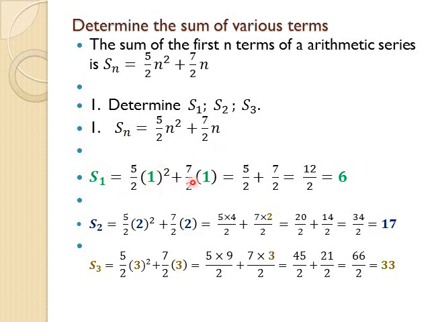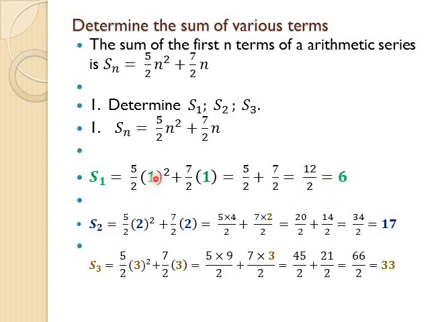So that becomes 1 squared and 1. 1 times 5 stays 5 over 2. 1 times 7 over 2 stays 7 over 2. Fraction: 7 plus 5 would give me 12. Denominator stays the same, over 2. 12 divided by 2. Sum to one term is 6.